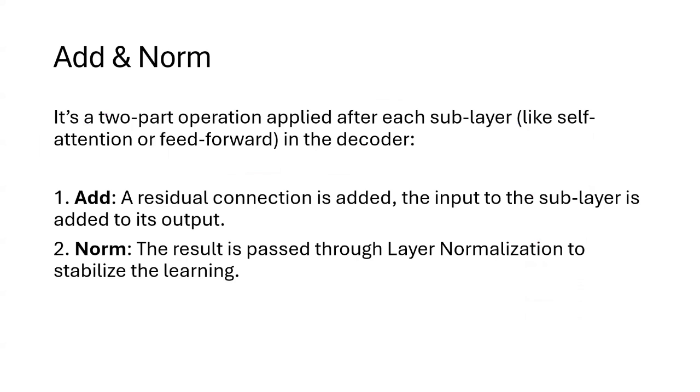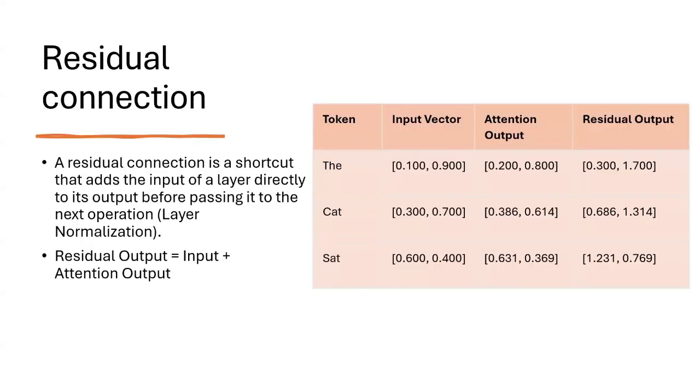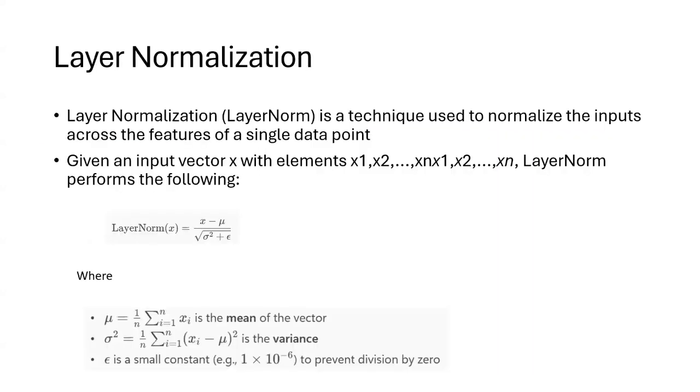After that, we have two steps after this processing. These are the normal steps for the feed forward layer also. First a residual connection is added, meaning the input to the sublayer is added to its output. Then the result is passed through layer normalization to stabilize the learning. What is a residual connection? If you have an input vector and an output vector, then they get combined. That is a residual connection.